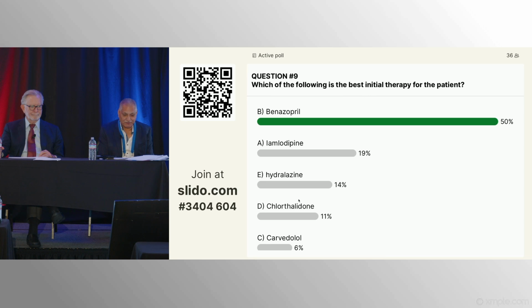I'm glad to see 51% said benazepril. Yeah, I would agree. My answer to this was that this lady needs to see a nephrologist because this person has overt proteinuria, right? So that's a real marker that there's intrinsic kidney pathology here.